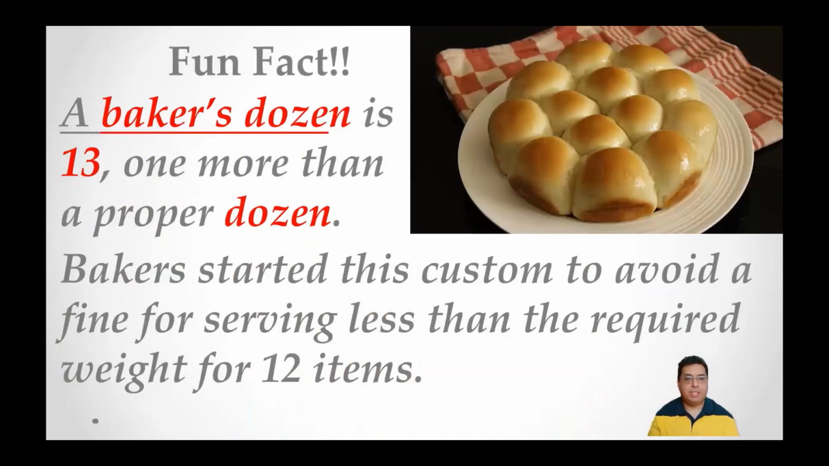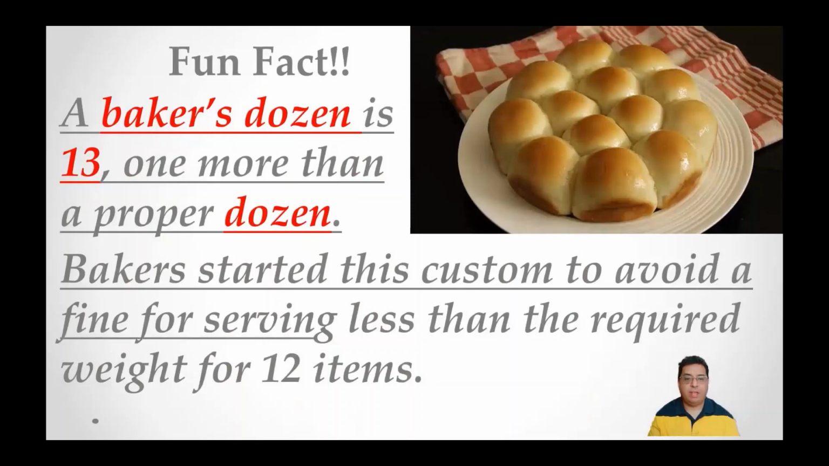A baker's dozen is 13, 1 more than a proper dozen. Bakers started this custom to avoid a fine for serving less than the required weight for 12 items. So basically, they want to sell something at its correct weight for 12 items, but maybe they don't have enough weight on that 12th item, so they just add an extra item to make it over the weight that they're supposed to sell it for. Hence the name a baker's dozen.